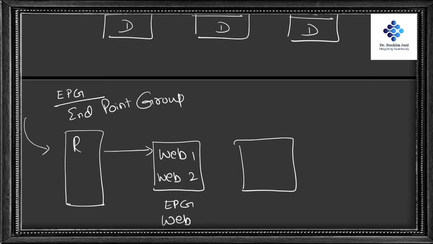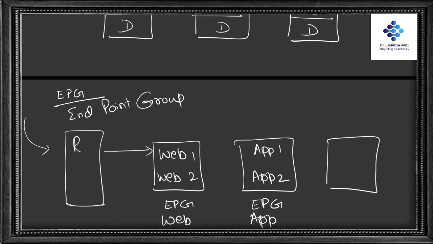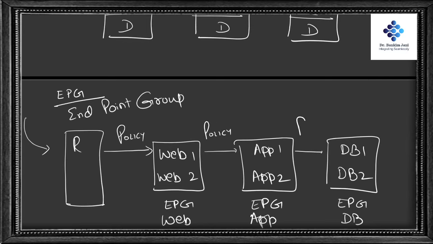Then there can be some application servers. So application server 1, application server 2. So we make an EPG of application. And then we have got one more. Let's say this is database 1, this is database 2, and we have, say, EPG database. And then the policies would be running. There would be a policy running between the various endpoint groups.